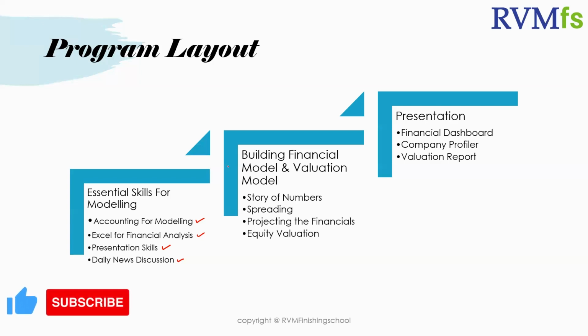Part two is building the financial model. So here I'll take you a little more into it in the coming slides. We will be talking about the story of numbers, which is building up your company profiler. We'll spread the financial statements into Excel. Then we'll move into the projection, defining the projection variables, and then the part on equity valuation, where we'll try and find the intrinsic value of equity by using DCF and the relative valuation.